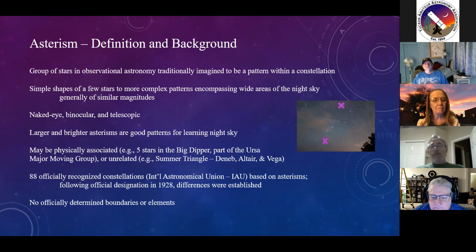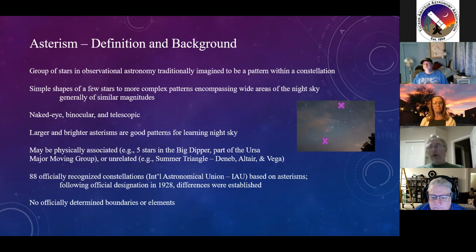Larger and brighter asterisms, of course, are good patterns for learning the night sky, just like some of the more popular or more recognizable constellations are. In some cases, some of the asterisms may be physically associated. For instance, 5 of the stars in the Big Dipper, excluding the 2 at the extremis, I think it's Alkaid and Dubhe, are moving in a common fashion, and so possibly may have originated from a common source. This is referred to as the Ursa Major moving group.